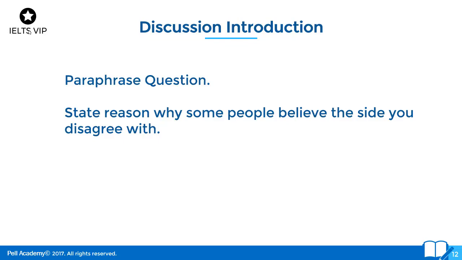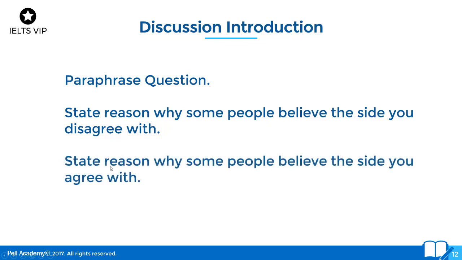For discussion questions, it's different for other types of questions, but for discussion questions, what we're doing is 3 things. We're discussing what one side thinks, what the other side thinks, and what you think. So you're doing 2 things here. You're stating why some people believe the side you disagree with, and by disagreeing with it, you're giving your opinion. Then you're stating the reason why some people believe the side you agree with. Okay, so you're doing 3 things within the introduction.